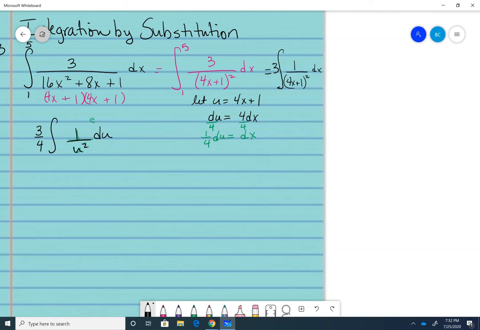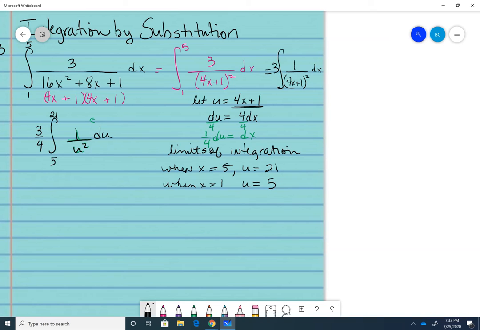Okay, so now my limits of integration, I'm going to change those. All right, so now in the problem I had 5. So when x is 5, what is u going to be? Now we're just going to plug it into our u. When x is 5, u is going to be 21. So now that's going to be a 21. And then when x is 1, u is going to be 5.